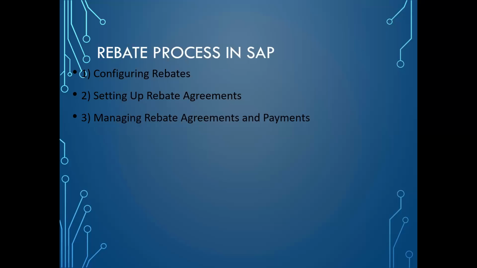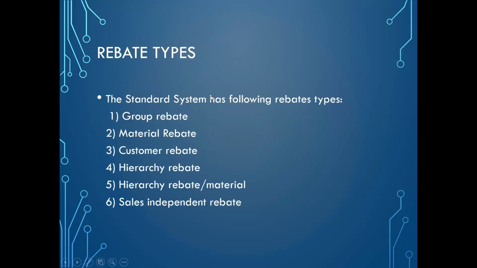Okay, so with the previous example, you can understand what is group rebate, what is material rebate, and what is customer rebate, and hierarchy rebate and hierarchy rebate and material, and sales independent rebate. So in our practical session, we'll try to cover group rebate and material rebate and customer rebate.